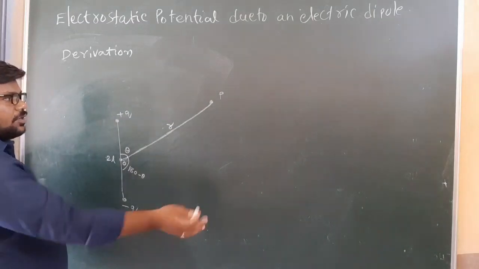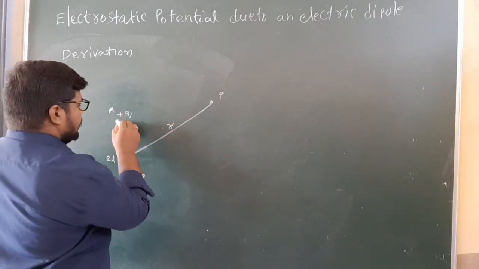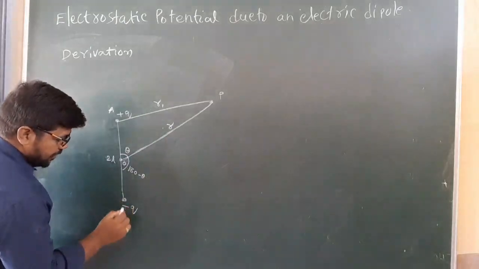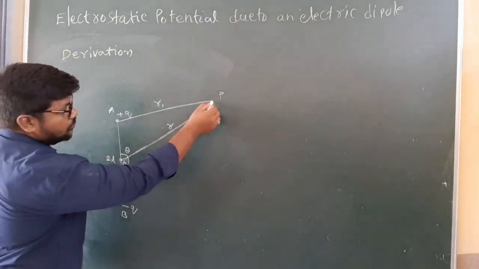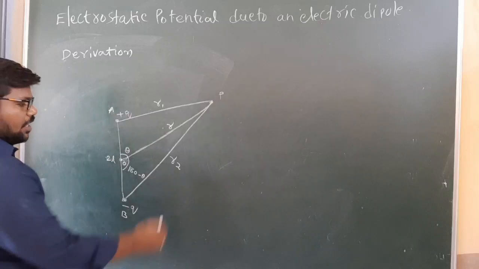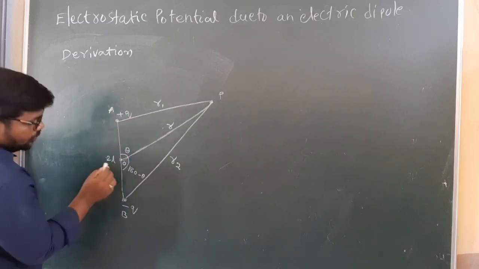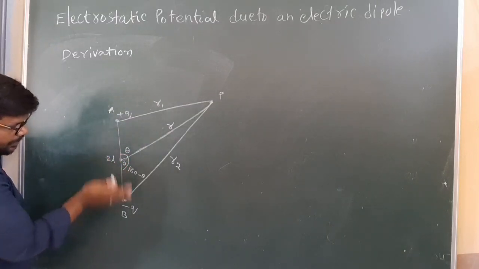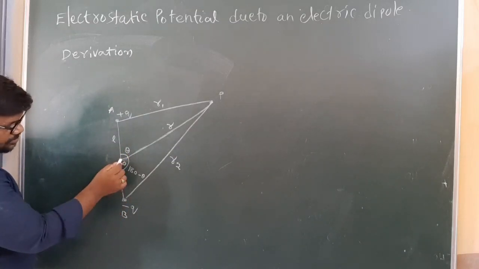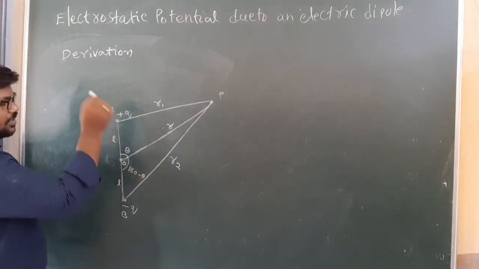So the distance between the positive charge and P we denote as r1, and the distance between the negative charge B and the test point P is r2. So here what happened? O to A, 2l is there. You can split it into l and l. It's clear, my children? 2l means from the center to B is l, and from the center O to A is l.